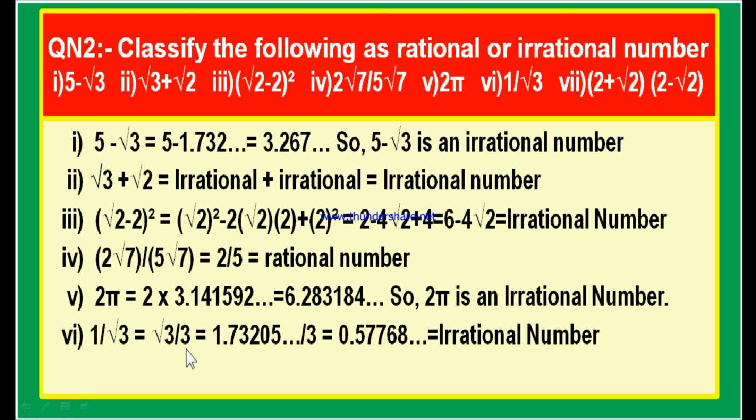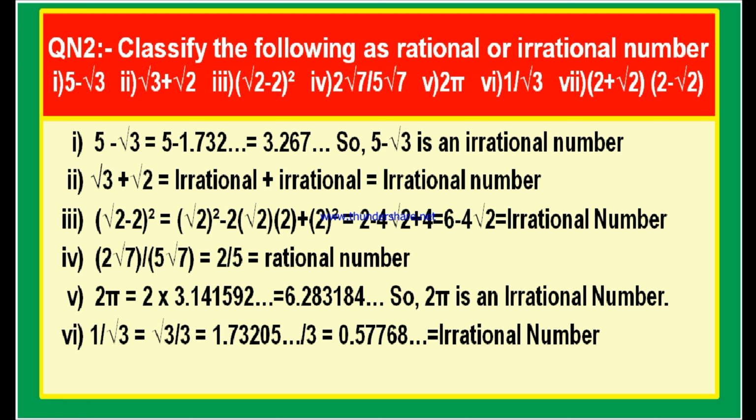This process is making the denominator a rational number. Previously we had the denominator as an irrational number, but we made it a rational number. This type of making the denominator a rational number is called rationalizing the denominator. Therefore 1 by root 3 is nothing but root 3 by 3. What is the value of root 3? 1.73205 and so on, divided by 3. A non-terminating, non-recurring number divided by 3 again gives a non-terminating, non-recurring number. Therefore, this is an irrational number.